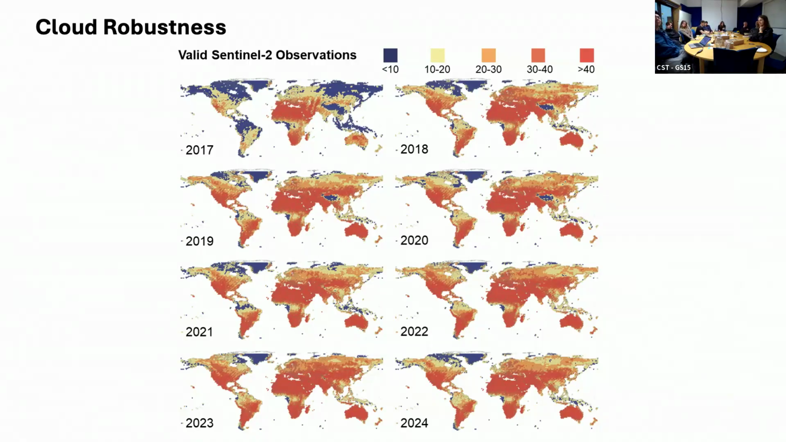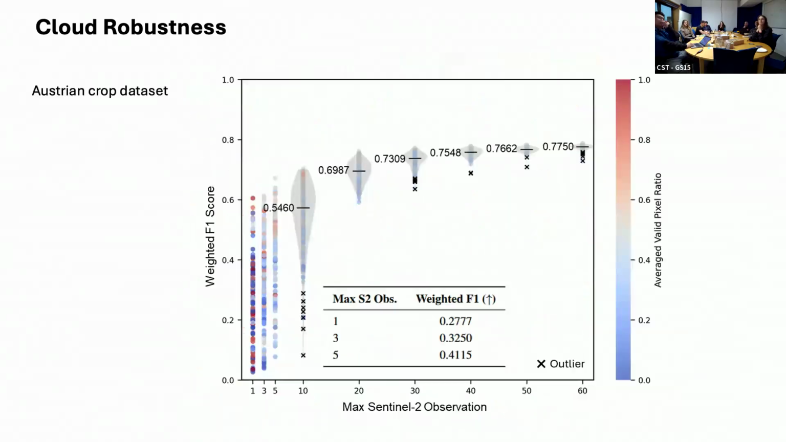I mean, the problem is TESSERA uses Sentinel-2 as data sources, but what if a place has very few Sentinel-2 observations? If that happens, how would it impact or affect the TESSERA embedding? So what I did is I do an analysis. This is on the Austrian crop data set. The y-axis here is the F1 score. It's just a metric, the higher the better.